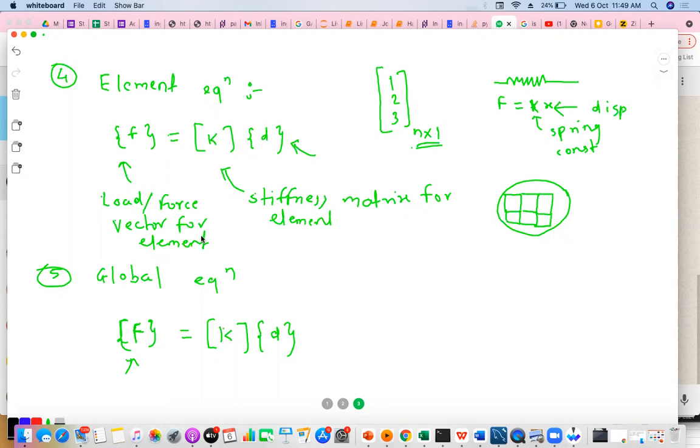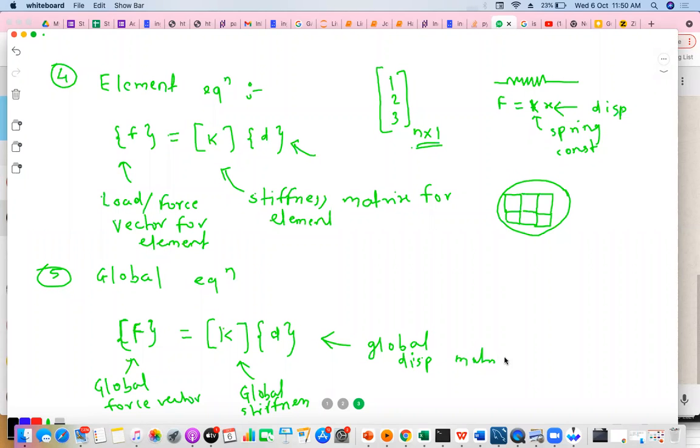And what is meant by assembly? With an example, it will be more clear to you. Now this is the global force vector, this is the global stiffness matrix, and this is the global displacement matrix or vector. Now I have the global equation.